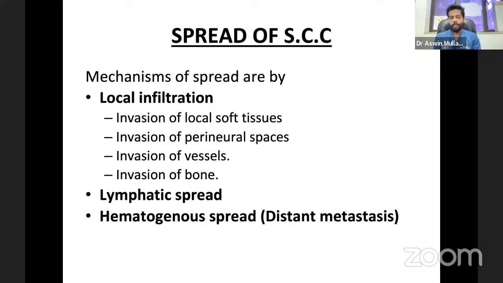Then another common pathway is lymphatic spread. Then hematogenous spread, distant metastasis. Hematogenous spread and distant metastasis are less common in head and neck compared to other cancers. Still, we have a percentage of up to 1 to 5% of early oral cavity cancers with distant metastasis to the lungs. The most common metastatic sites are lung, followed by bone, followed by liver.